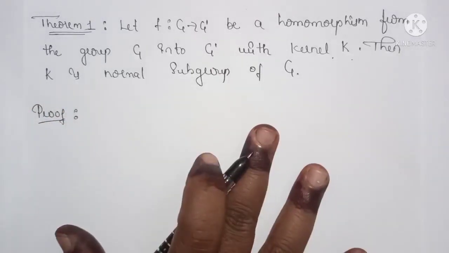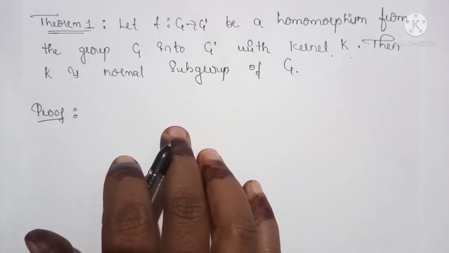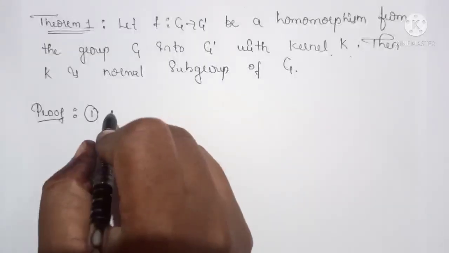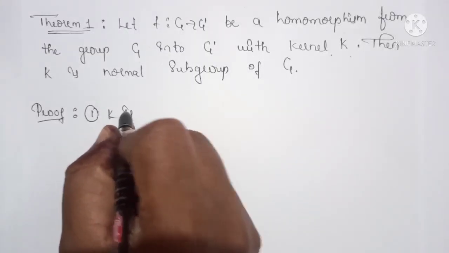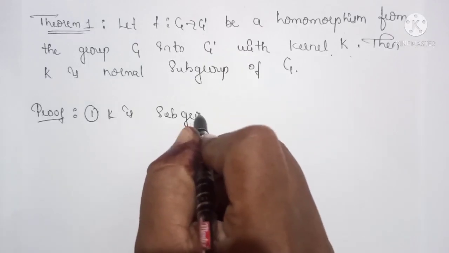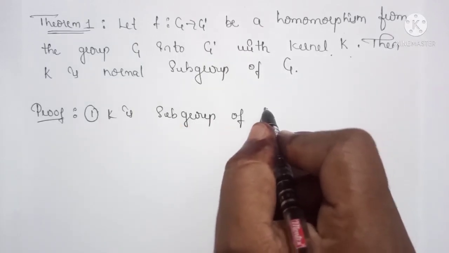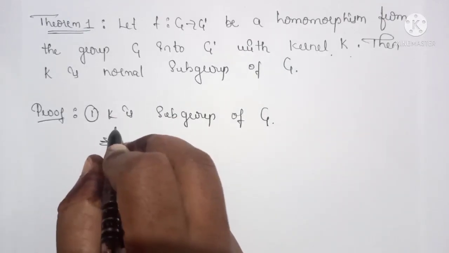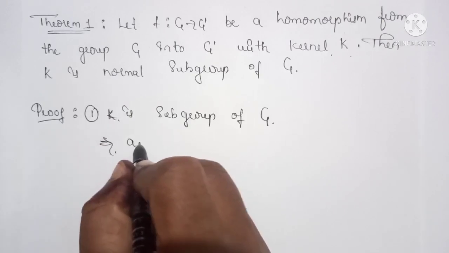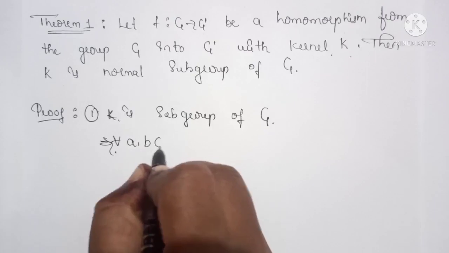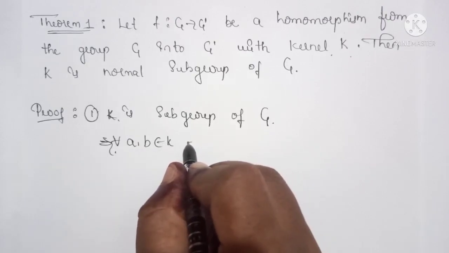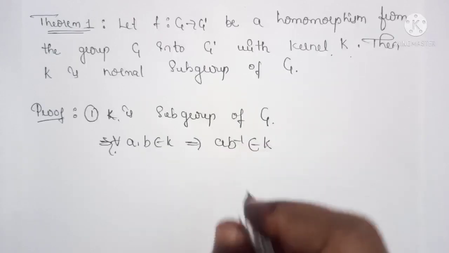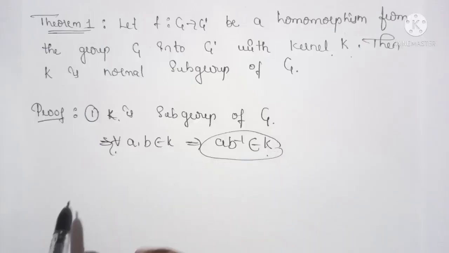We shall prove this theorem in two steps. First one, we shall show that K is a subgroup of G. For that, we have to show the necessary and sufficient condition for a subgroup, that is for all a, b belonging to K, we need to show that a b inverse belongs to K. Then only we can say that K is a subgroup of G.